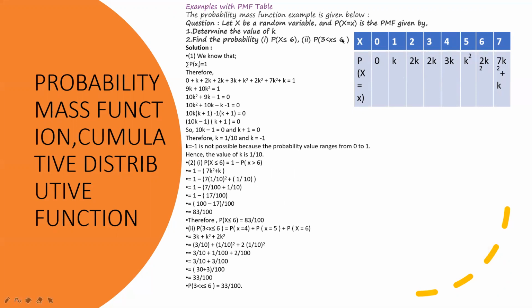Now P(3 less than X less than or equal to 6). So it lies between 3 and 6. That is 4, 5 and 6. So P(X equals 4), P(X equals 5), P(X equals 6). We should add these 3. So we get the final answer as 33 by 100.